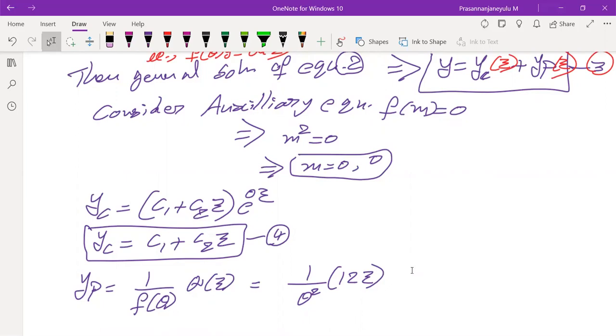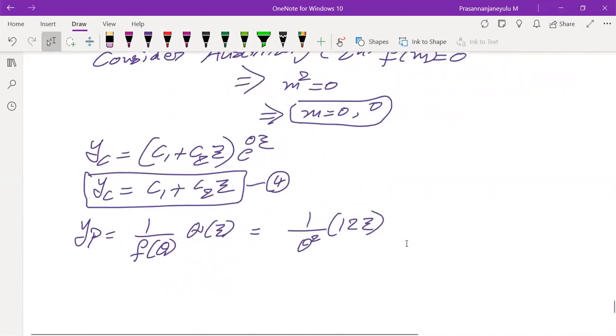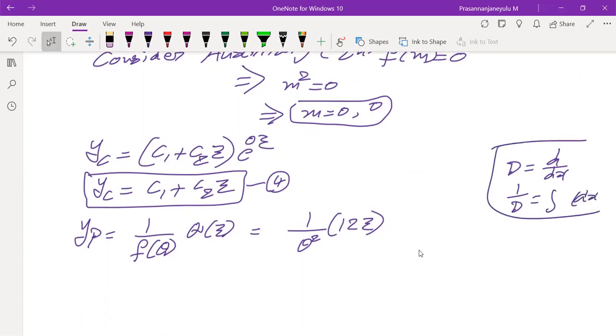e^0 is nothing but 1. So finally, taking it as equation number 4, yc is c1 plus c2 z. Now yp is 1 by f of θ of Q of z. 1 by f of θ is 1 by θ², and Q of z is 12z. Here we have z to the power 1, which is of type 3, but we are not having any constant terms in the denominator. As we discussed earlier, D is d by dx, and 1 by D, the reciprocal of differentiation, is integration. In the same manner, we know that θ is d by dz, so we can take 1 by θ as integration with respect to the z variable.